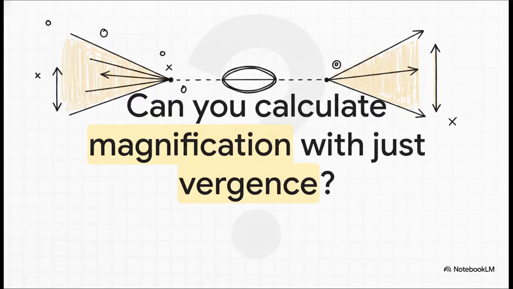Instead, they'll give you lens power, object distance, or maybe vergence. So ask yourself, if someone only gave you incoming and outgoing vergence right now, could you find the magnification? At this exact point in our explainer, the honest answer is probably no. But we are absolutely going to fix that.